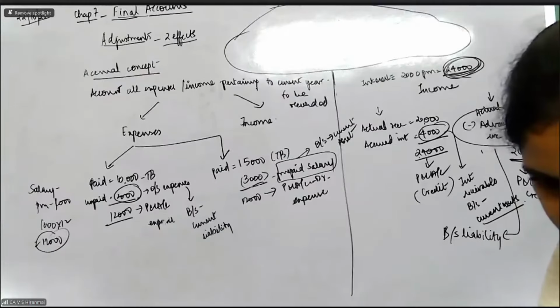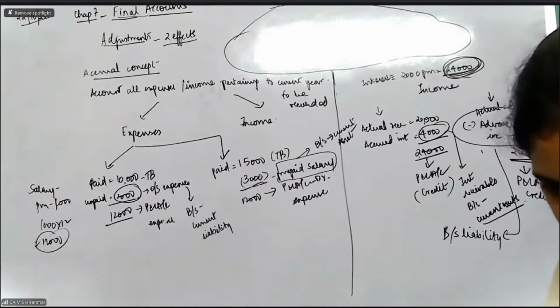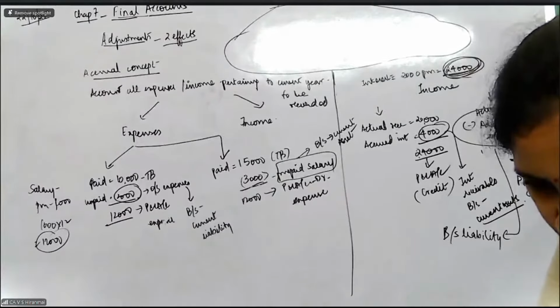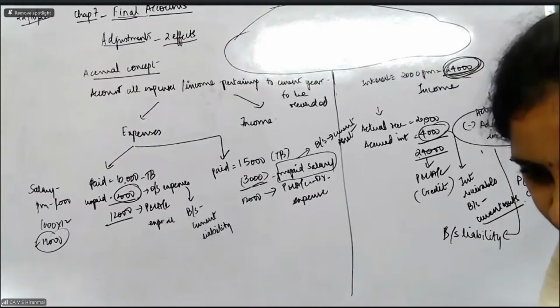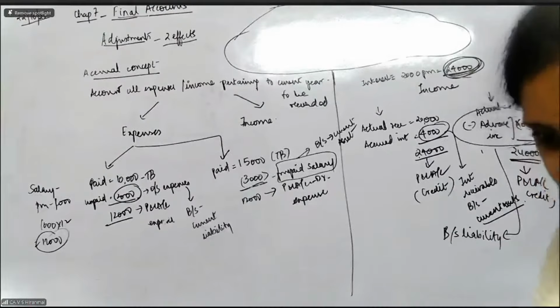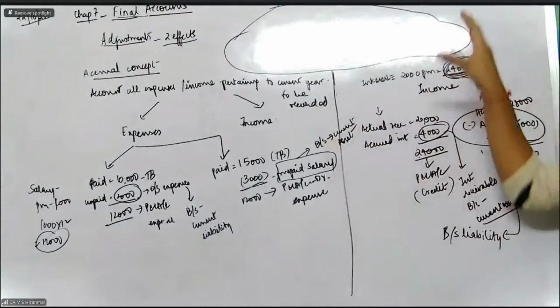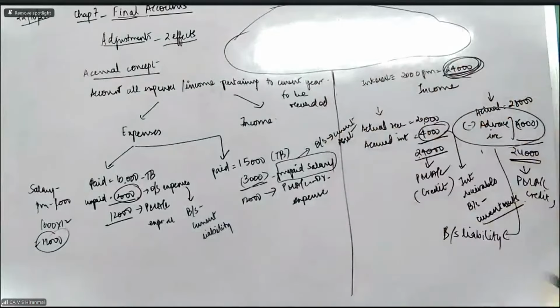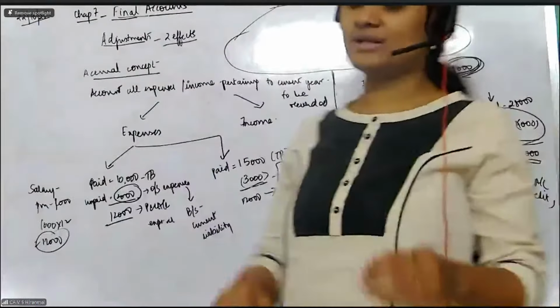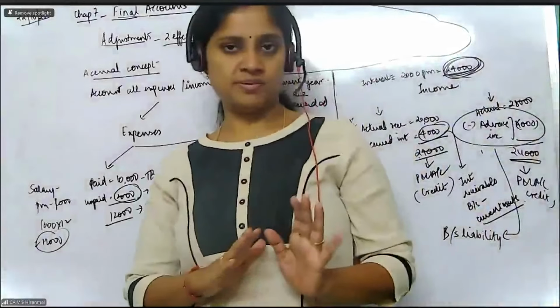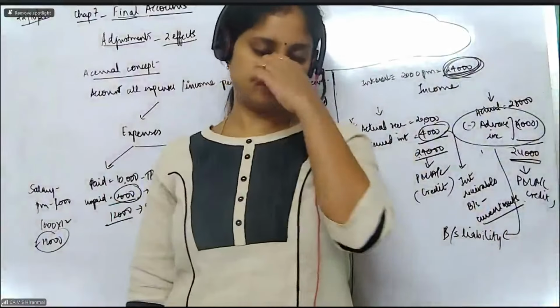Ma'am, solve practical question 5. I will solve all the practical questions, don't worry. Sandeep Raj, it is not fixed, I am giving you an example, that's it. Accrued concept, Yashi, it means that in a year, whatever are the expenses or whatever is the income pertaining to the current year should come in your P&L account, irrespective of whether it is paid or not paid, received or not received.